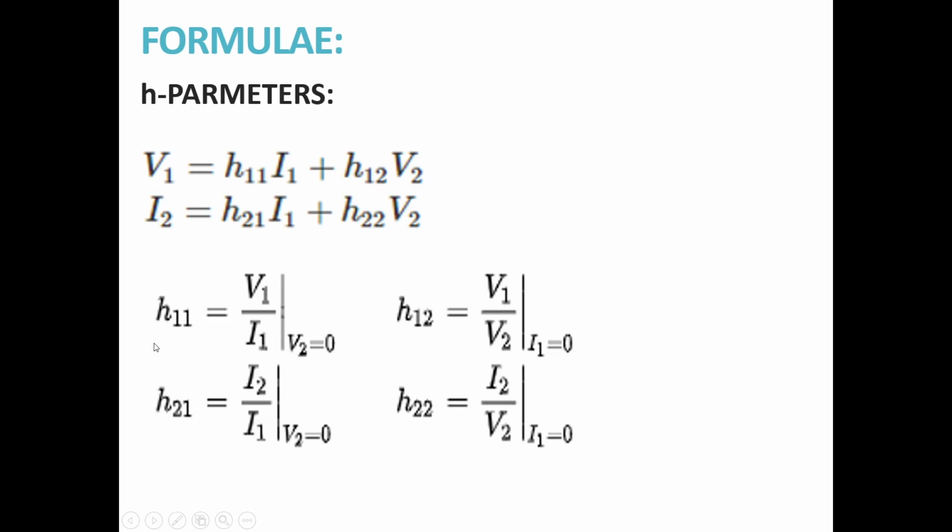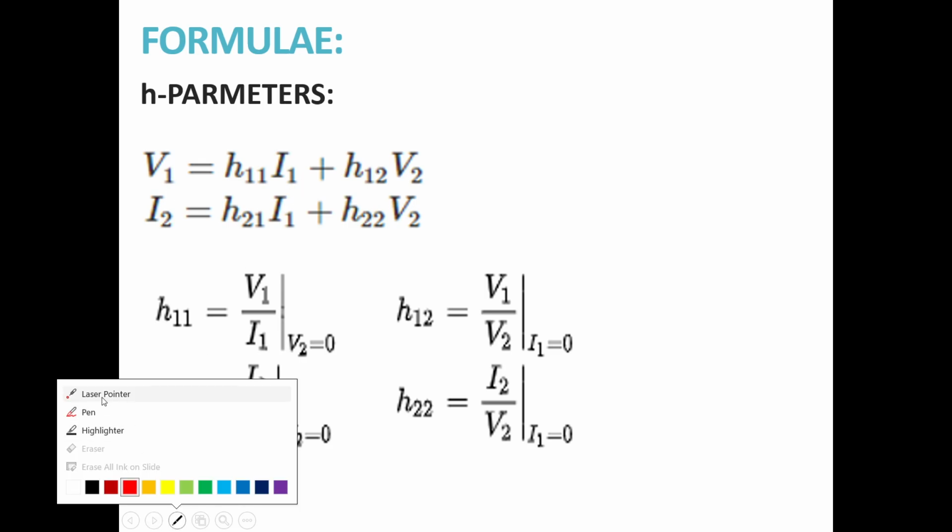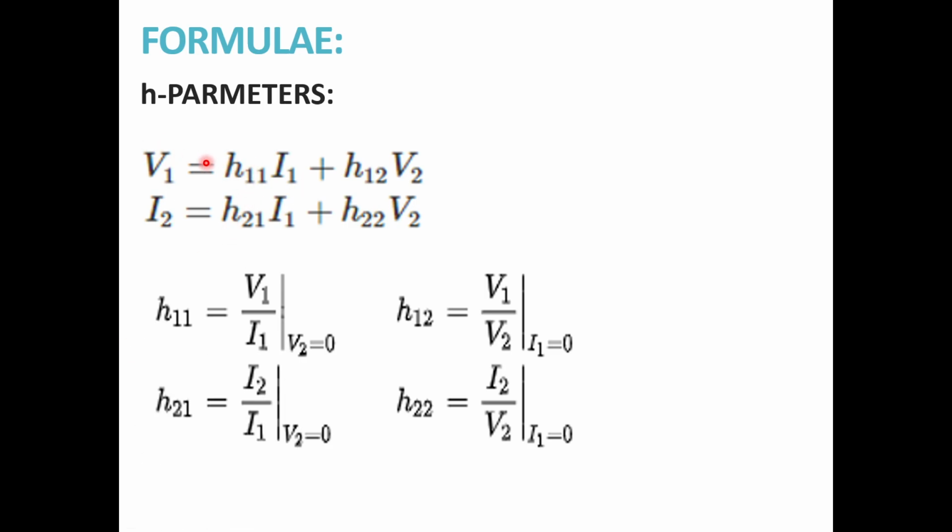So the H parameters are: H11 is equal to V1 by I1 at V2 equal to 0. V2 equal to 0 means what? Port 2 is short circuited. So when port 2 is short circuited, H11 equal to V1 by I1 and H21 equal to I2 by I1. H21 is equal to what? I2 by I1 at V2 equal to 0.